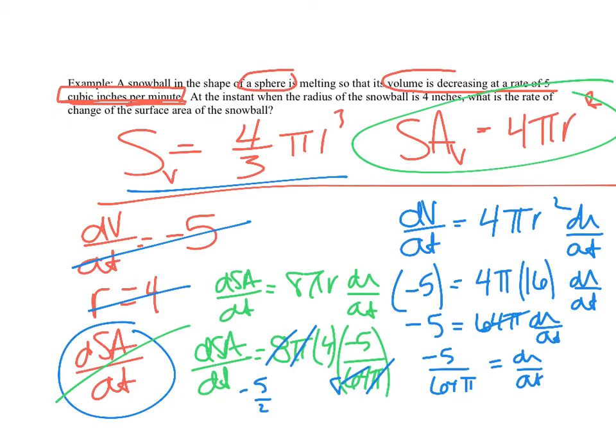Now again, we'll slap some units on there. It is the rate of change of the surface area. It's area, so what should your units have in them? Hopefully you're saying inches squared per minute.